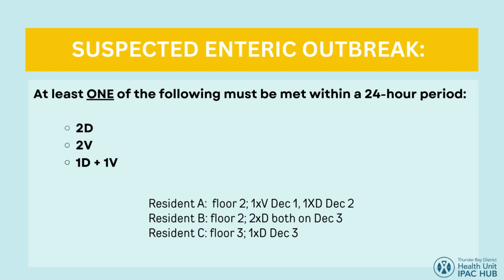So if you look below here, we have resident A on floor 2. They have one episode of vomiting on December 1st and one episode of diarrhea on December 2nd. So they would be a 1D plus a 1V within a 24-hour period. So you would suspect them. Resident B on floor 2, they had two episodes of diarrhea, both within the same day. So that would be within a 24-hour period. So they would also be suspected of having an enteric.